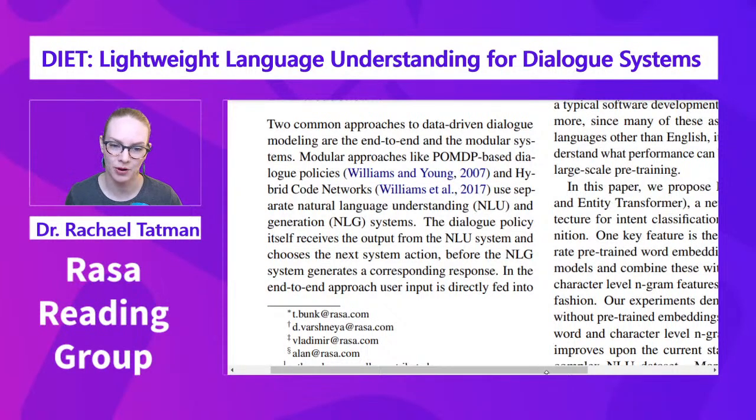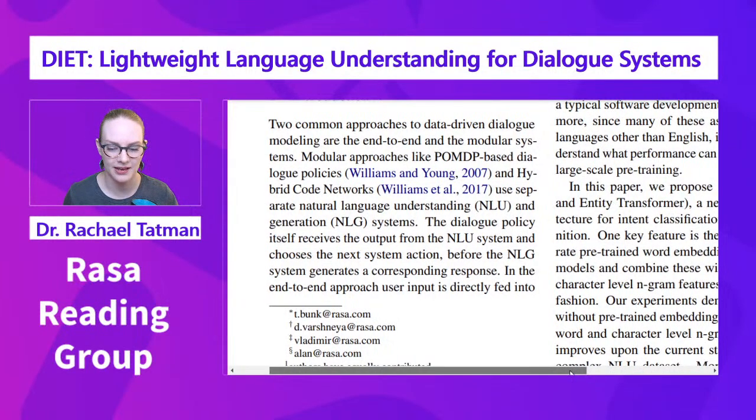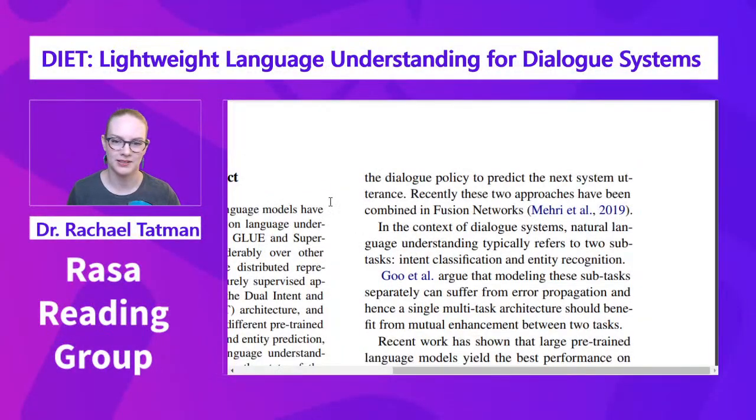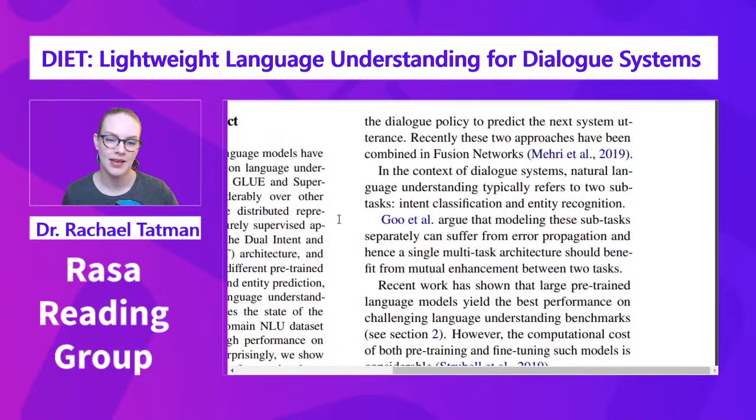In the end-to-end approach, user input is directly fed into the dialogue policy to predict the next system utterance. Recently, the two approaches have been combined in fusion networks, Mehri et al. 2019. Also, this paper is from 2020, I believe. Early 2020, I want to say? It's been out for a while.